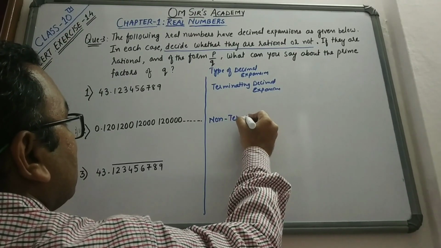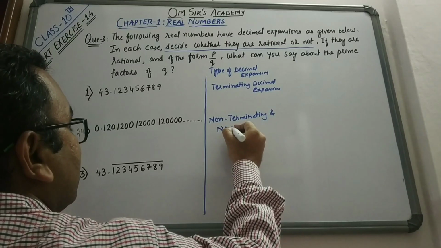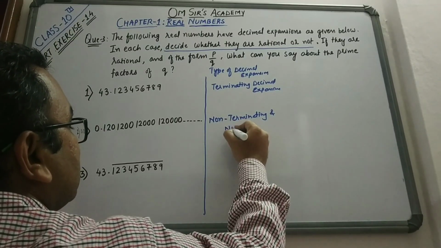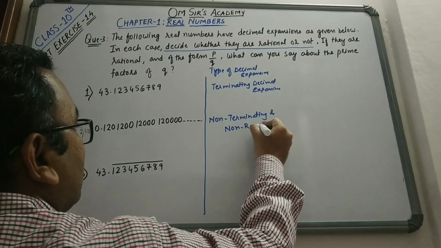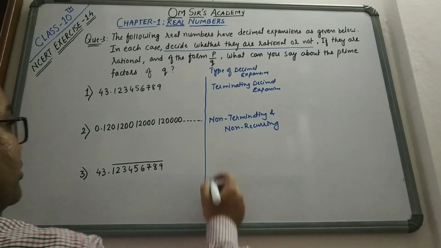non-terminating and non-recurring decimal expansion over here. Is it clear? So it is non-terminating and non-recurring decimal expansion.